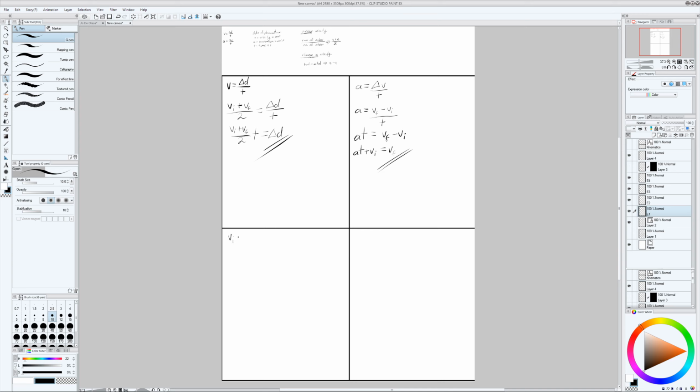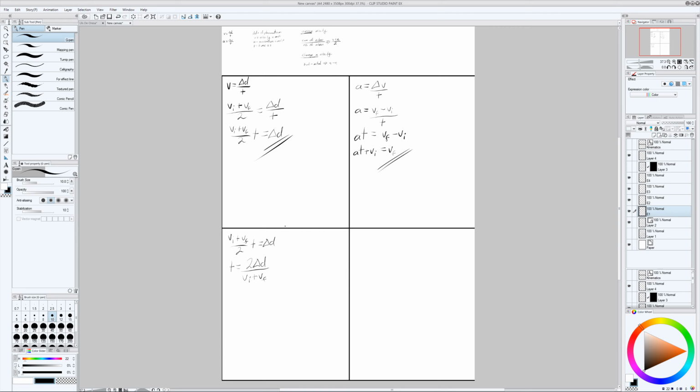So we've got Vi plus Vf over 2 times t equals the change in displacement, sorry. So if we multiply by 2 and divide by the Vi plus Vf, we'll end up getting t by itself. So basically we take this fraction, we flip it upside down and bring it to the other side. So we end up having t is equal to 2 delta d over Vi plus Vf. So we've now got t as the subject.